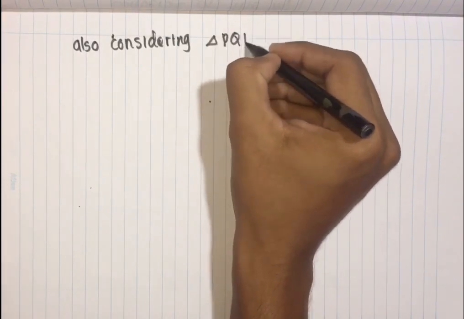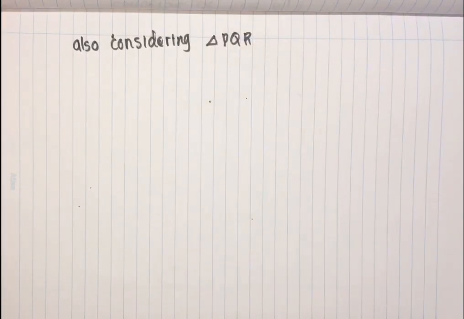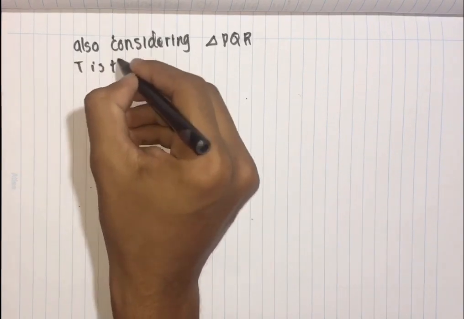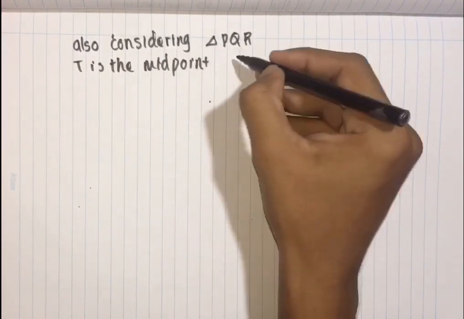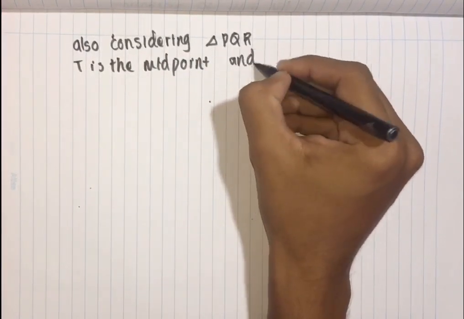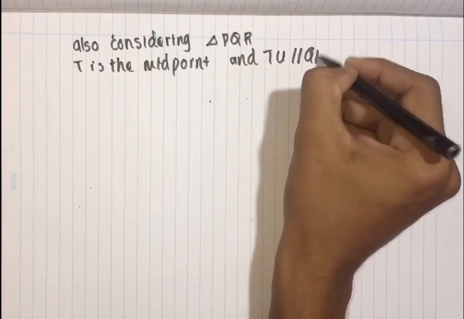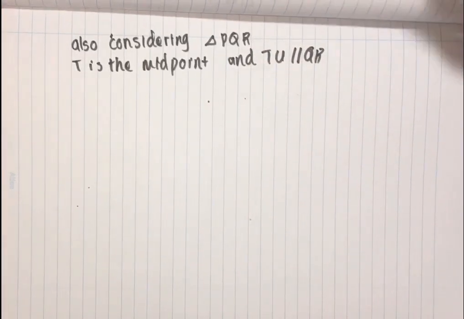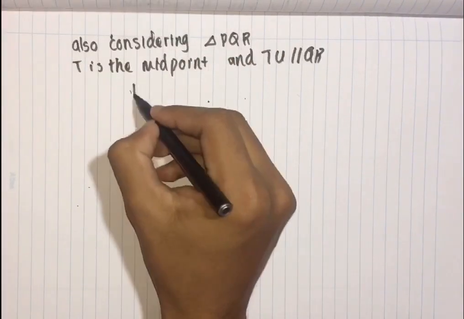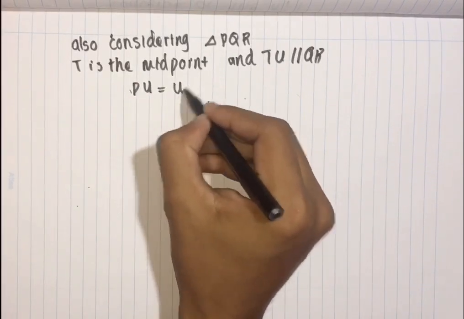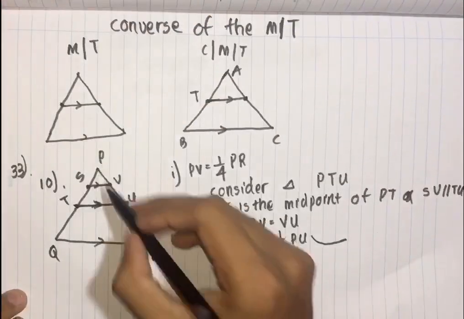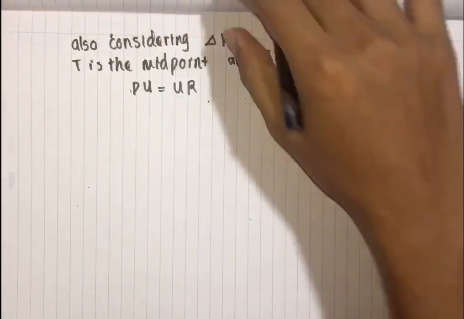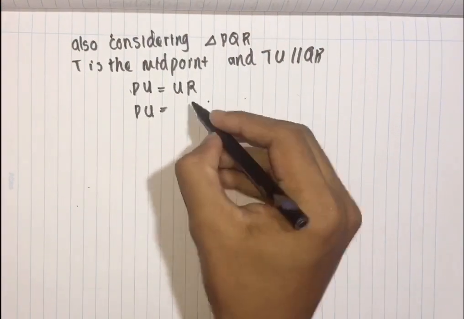Therefore, considering triangle PQR, that is the larger triangle, T is the midpoint and TU is parallel to QR. Is that clear? Therefore you can say PU is equal to UR. Since it is equal, PU is half the length of PR.